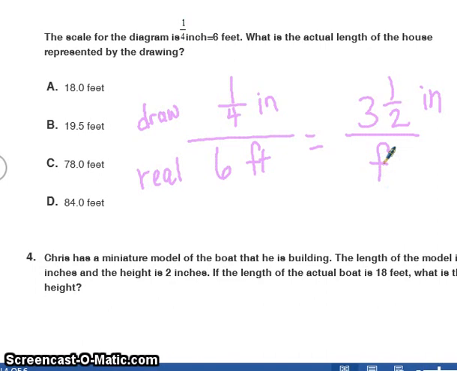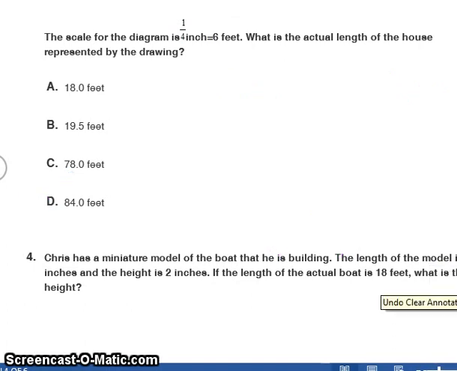is this house? So cross multiply 6 times 3.5, and that gives us 21. Then we have 1/4 times f, divide both sides by 1/4, or multiply by 4, and you should get 84 feet. Chris has a miniature model of the boat that he is building. The actual length of the model is 4.5 inches, and the height of that is 2 inches. If the length of the boat is 18 feet, what is the height?